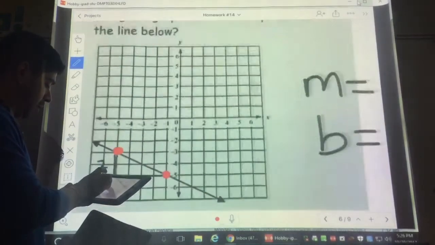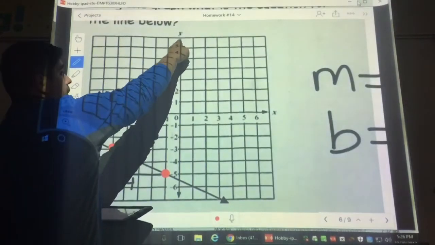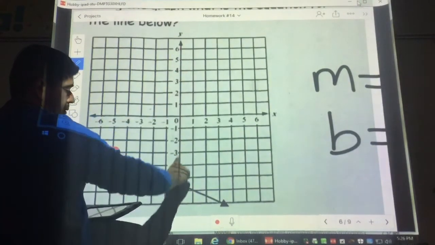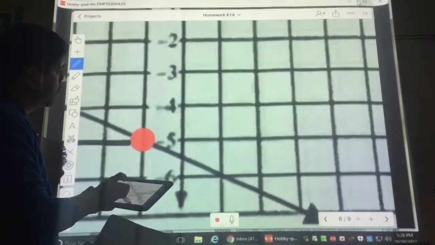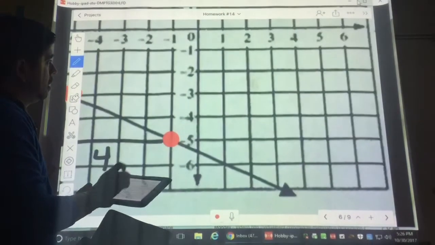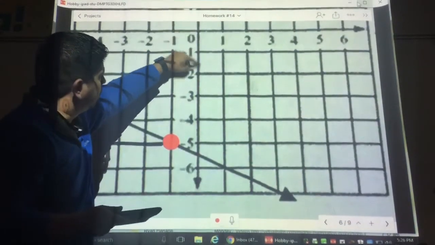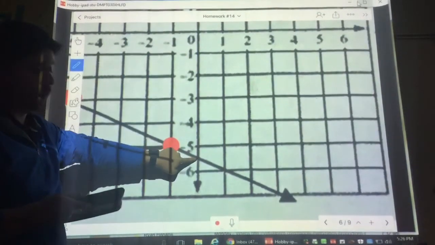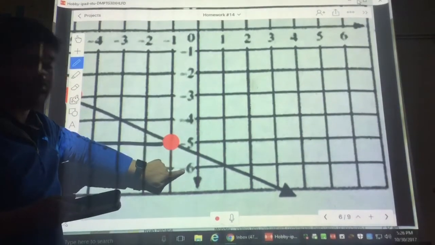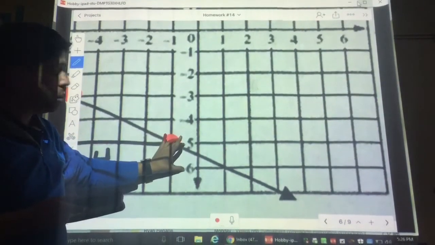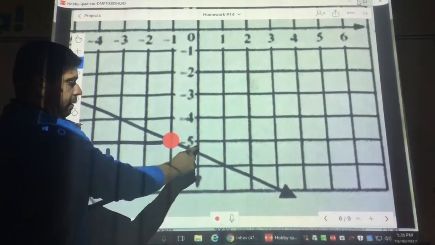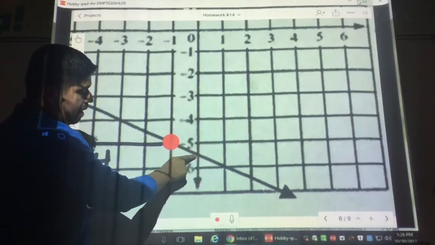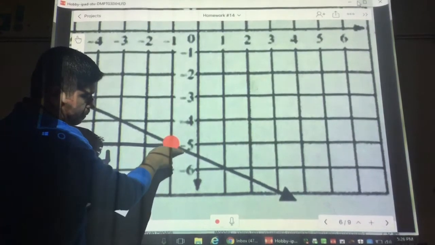So let me zoom in on my graph. Remember, I start up here and I just go all the way down until I get to that point. Now, this point's a little tricky because if I look, I'm going to zoom in some, okay? I'm going down this line. There's my y-intercept. And then I land right there. It's between negative 5 and negative 6. So what number would be between negative 5 and negative 6? This is going to be negative 5.5 between these 2 numbers.